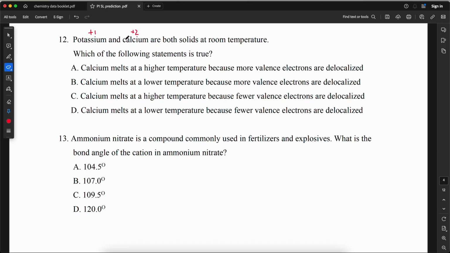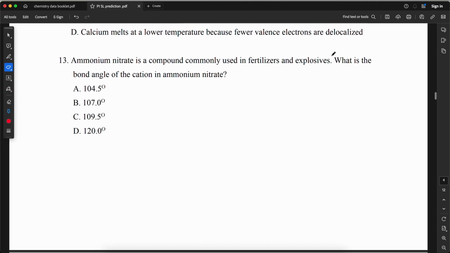So potassium, with +1 charge and 1 valence electron, has a lower melting point compared to Ca with the +2 charge and smaller atomic radius, and it also has 2 valence electrons, resulting in a stronger attraction to the delocalized electrons. As I said, metal melting point is determined by size, charge, and electron delocalization. It has more electron delocalization and a higher charge. Therefore, calcium melts at a higher temperature because more valence electrons are delocalized.